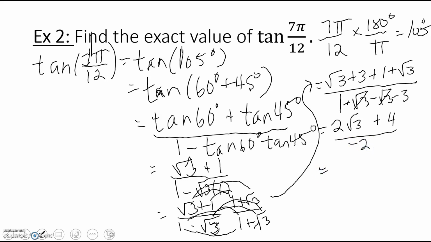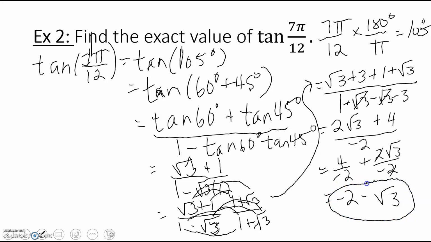And so we could break this down. I'm just going to write the 4 in front. This is the same as 4 over negative 2 plus 2 square roots of 3 over negative 2. And I'm just putting the 4 in the front so that it doesn't get mistakenly put under the square root of 3. And so that gives me negative 2, the 2's cancel, minus the square root of 3. And so that would be the exact value of the tangent of 7 pi over 12.